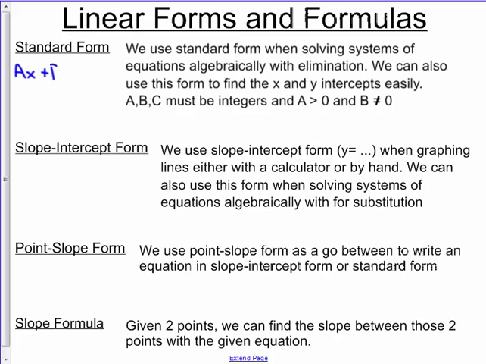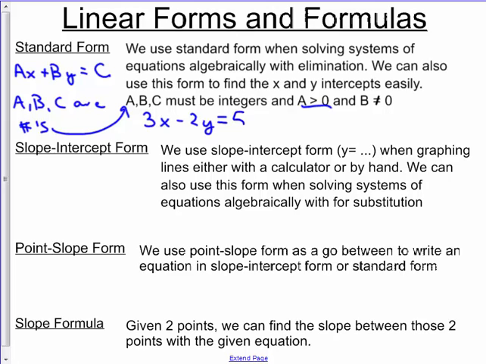Standard form, a couple things we're going to add here. So it's ax plus by equals c. A, b, and c are integers, which means that no fractions here. Notice the little bit at the end there, a, b, and c are integers, and a is greater than 0, b cannot be 0. So a has to be positive, b cannot be 0.